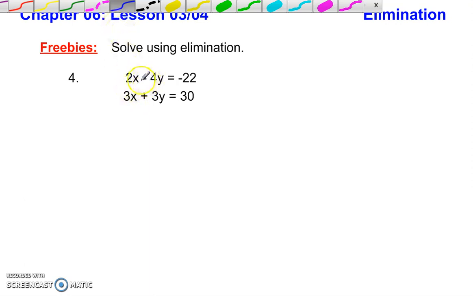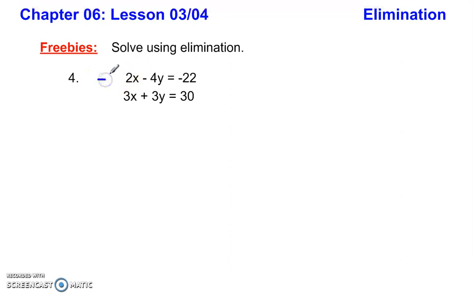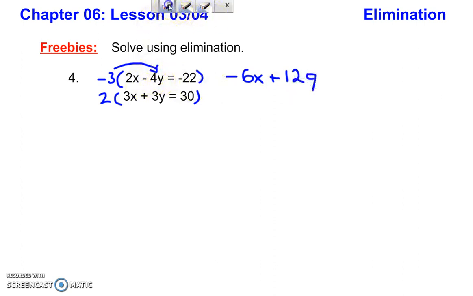Either way, now, notice there's a negative here and a negative there. I would prefer not to work with a negative if I can avoid it, because they tend to lead to mistakes. So I'm going to multiply this first one by -3 and the second one by +2. That way giving me opposite coefficients so I can add them. So -3 times 2x is -6x. -3 times -4 is +12y.